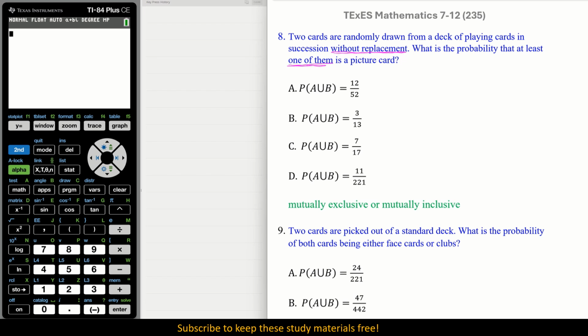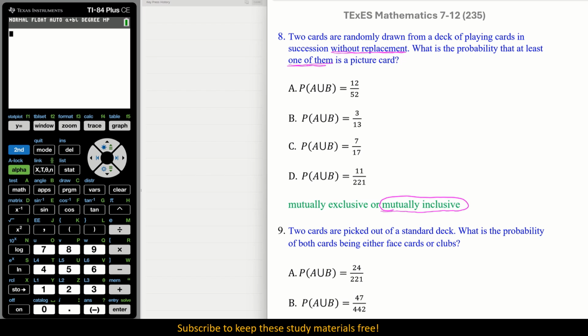Okay. And that would tell me that that would be mutually inclusive. We could have repetition because it's saying at least one of them is a picture card. Okay, so let's write this out and see what we have here. It's because you could select a picture card on both times you draw a card. So there is an overlap. So we're going to call that mutually inclusive because we could draw it both times.